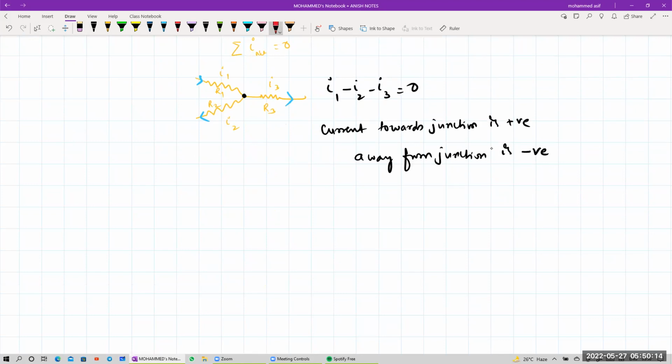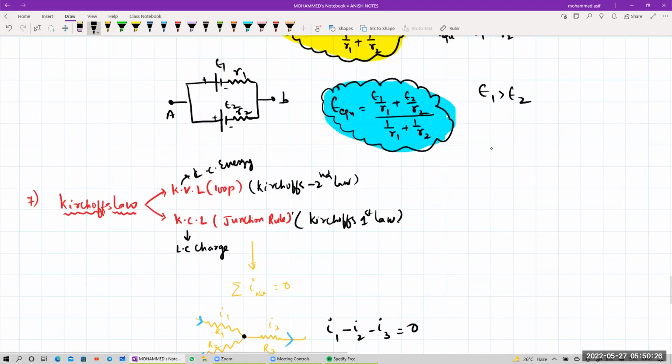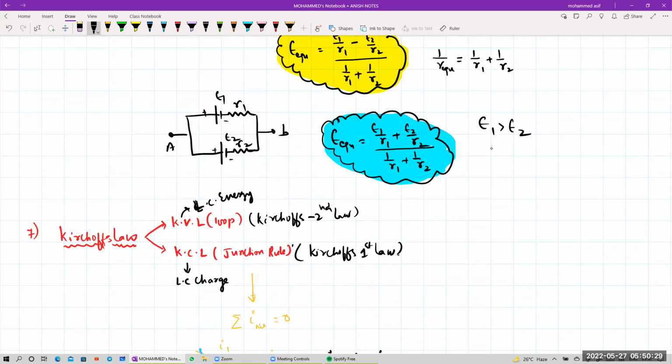What is the next law? Kirchhoff's voltage law. I told you it is based upon what? The law of conservation of energy. It is based upon the law of conservation of energy. The first law is based on the law of conservation of charge.